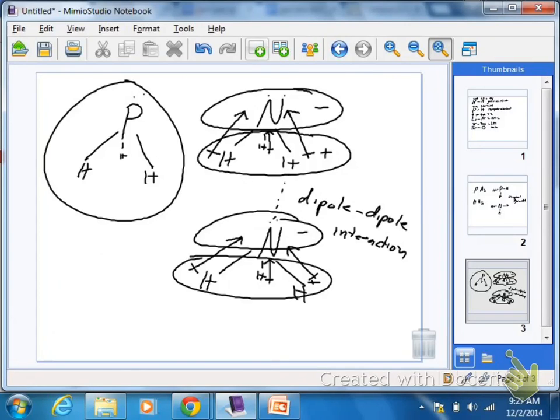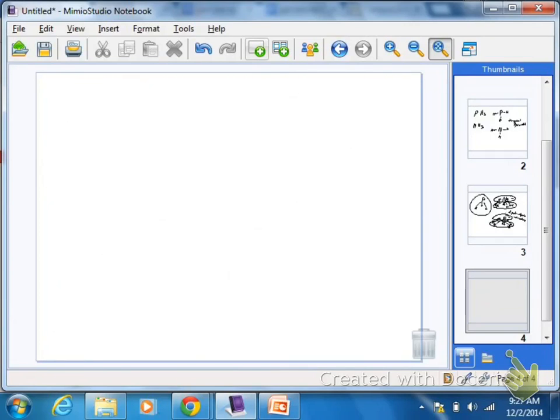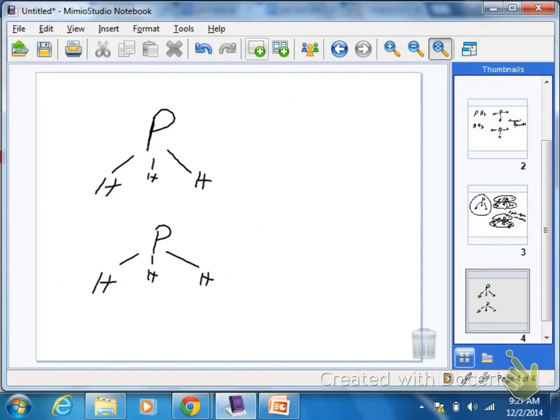So let's go back to PH3. Do we have any dipole-dipole interaction between two molecules of PH3? What do you think? No, because they don't have any dipoles. So there's no interaction between these two molecules.